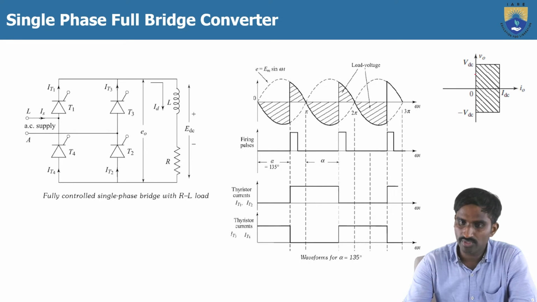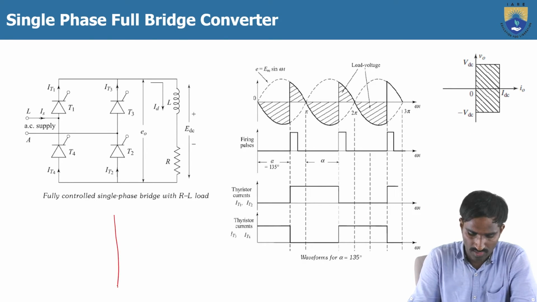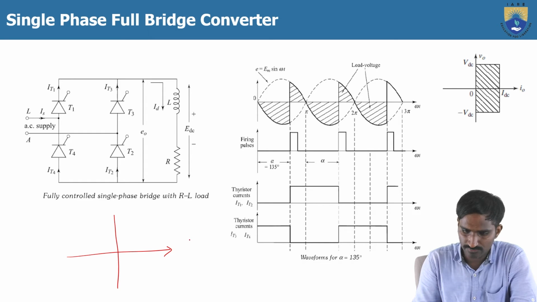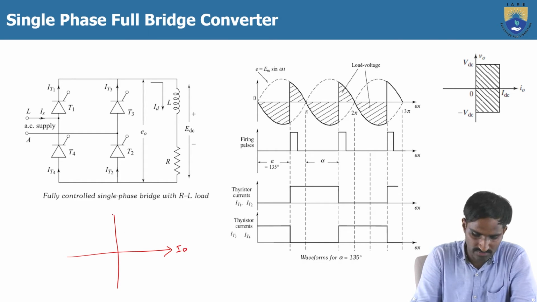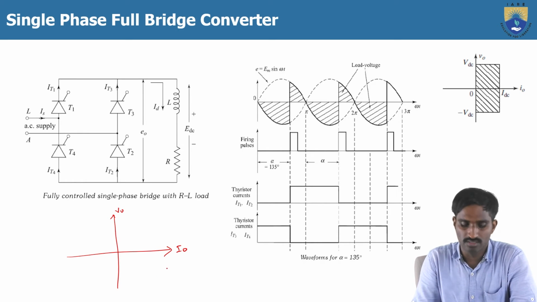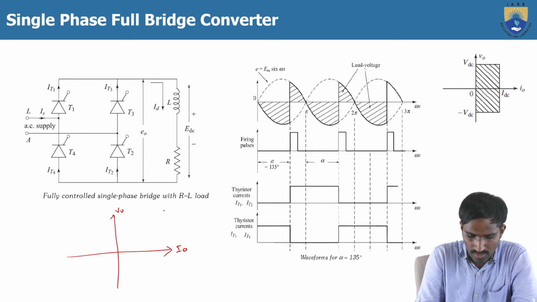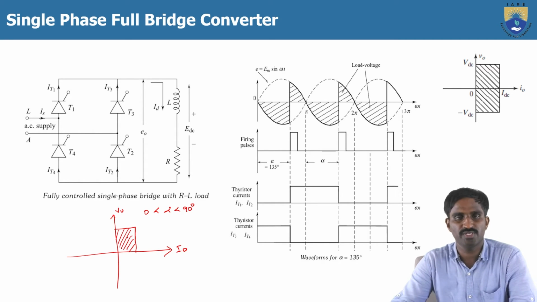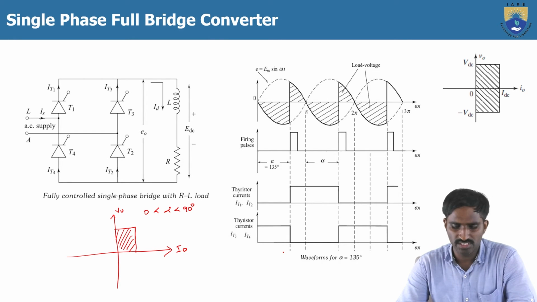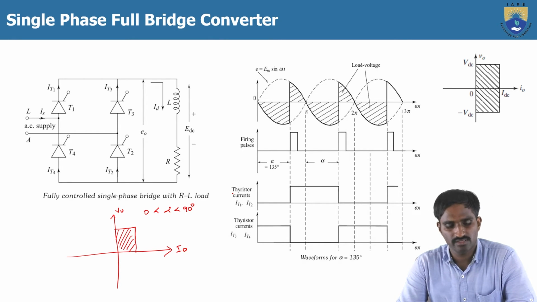I mean, here you can see, let me consider, this is I naught and this is the V naught, that is the output voltage and the output current. So for alpha greater than 0 and less than 90 degrees, then both voltage and current are positive, because anyway the current is always positive irrespective of the alpha value, because let me just consider same like in the midpoint converter. Here also you can just consider the inductor value is very high, so that we will get the constant load current which is always positive.